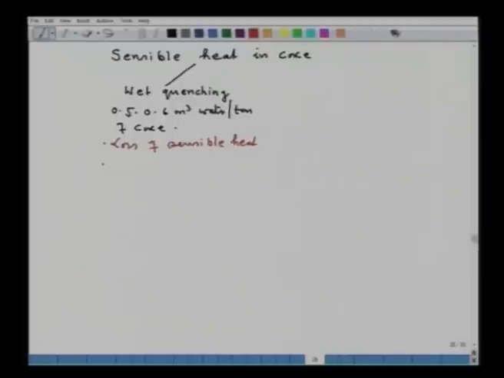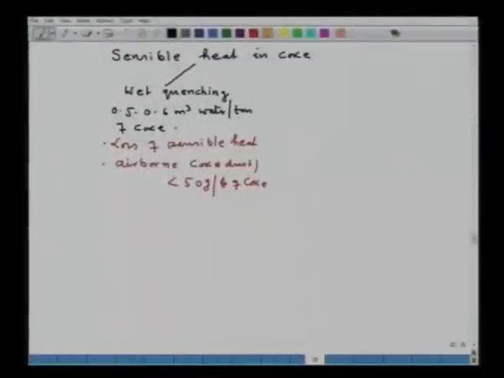And second, due to the cooling through water, airborne coke dust, that is, emission in the form of dust, is also formed, less than 50 gram per ton of coke. So what I mean to say is that with wet quenching you lose all the sensible heat, and therefore another method has been developed, and that is dry quenching.